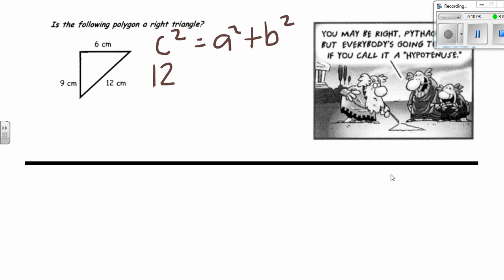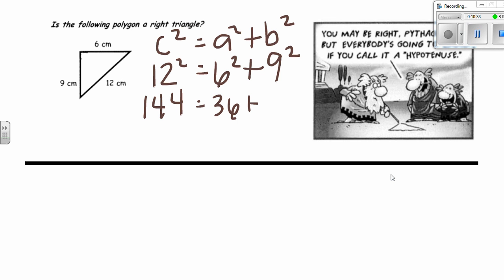So we're going to have 12 squared equals, remember a technically represents the smaller one, so I'm going to put 6 squared plus b in this case, which would technically represent the 9. Now, all I'm going to do is condense things a little bit by finding the square of each number. Notice we're not really solving anything in particular. Now, I know 12 squared is going to give us 144. 6 squared is going to give us 36. And 9 squared is going to give us 81.